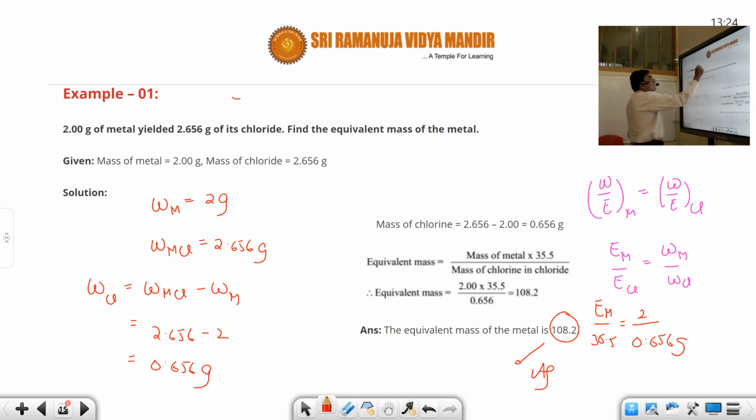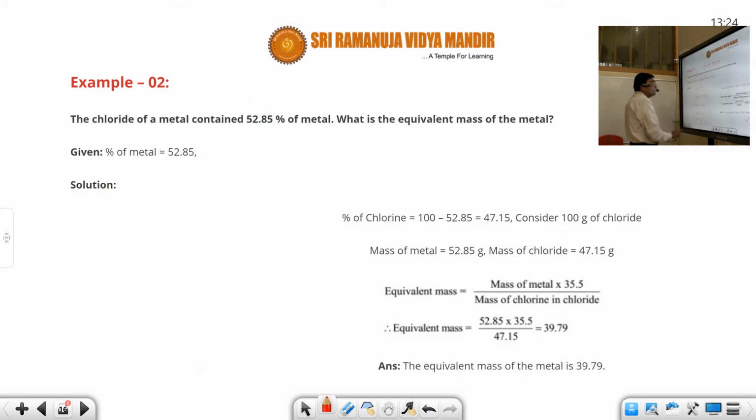This is the chloride formation method. Earlier one was the oxide formation method. Agreed or not, students? Chloride formation. Okay, you are discussing now. Shall we solve one more question?